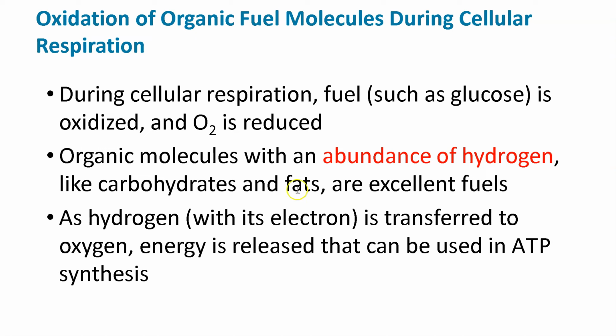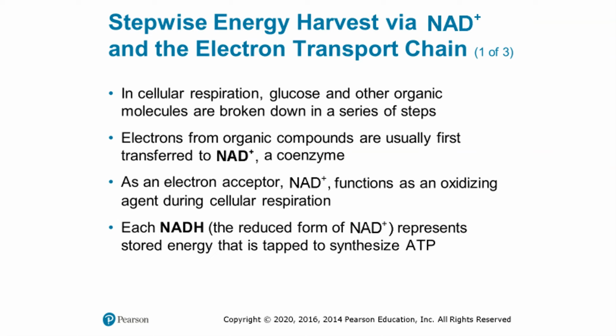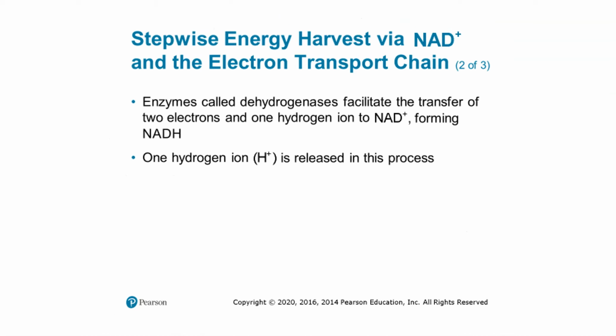Pasta loading is important with that. As hydrogen is transferred to oxygen, energy is released that can be used for ATP synthesis. So in cellular respiration, organic compounds are broken down. Electrons from organic compounds are usually first transferred to NAD+, a coenzyme. It accepts an electron, much like NADP+ in photosynthesis, and it functions as an oxidizing agent, which means it is reduced. Each NADH represents stored energy that's tapped to synthesize ATP.